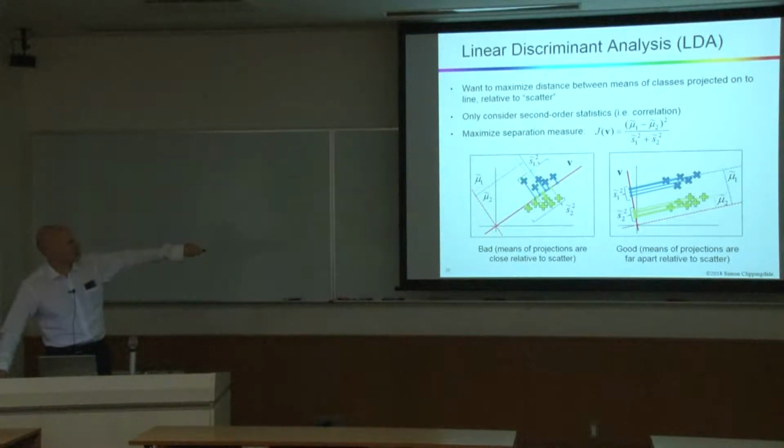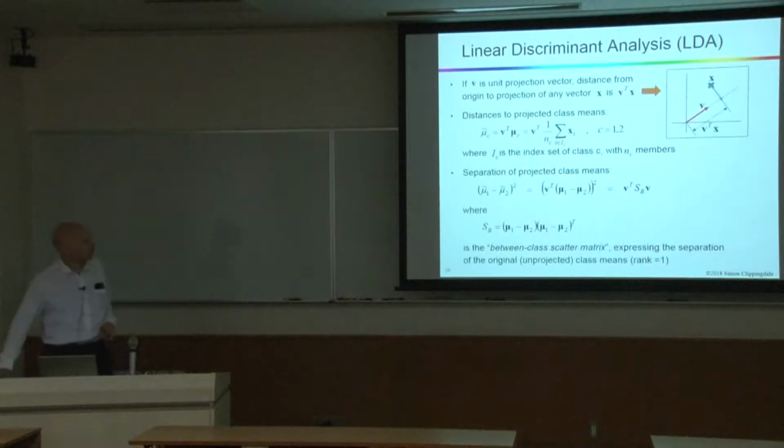That's the degree, the width, if you like, the spread of this data set and the spread of this data set. And you can see on the right-hand side here that the difference between these projected means relative to the sum of the scatters here is much larger, which is much better. I won't bother going through the mathematics, but essentially you end up with the separation of the projected class means being this thing here.